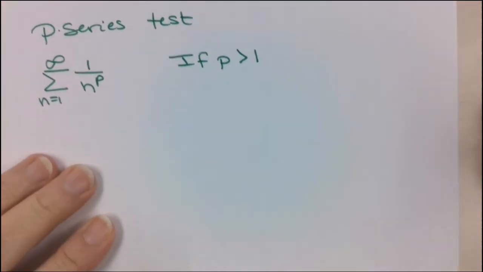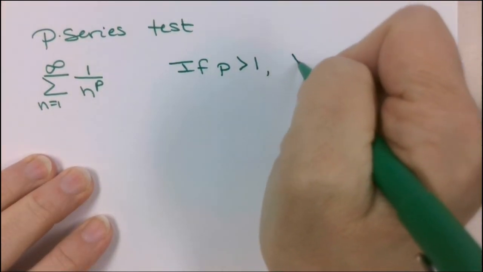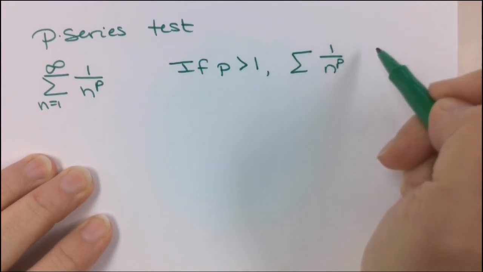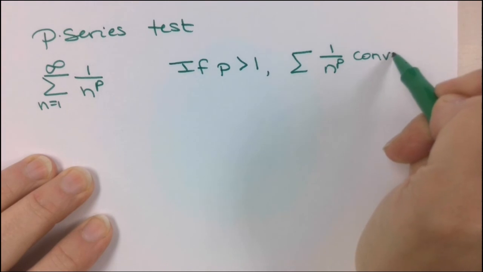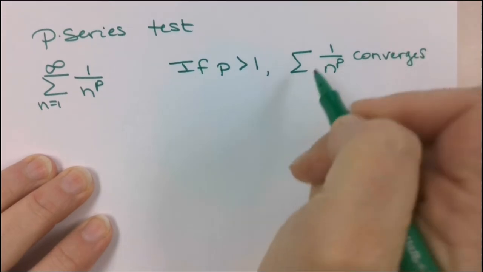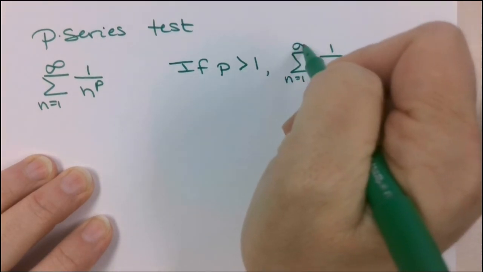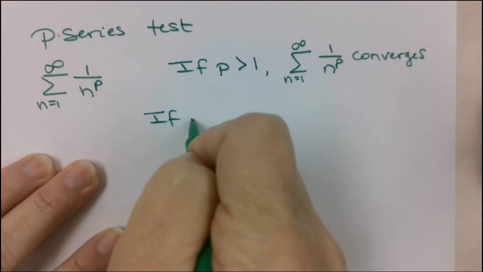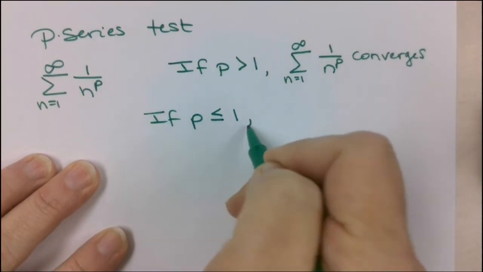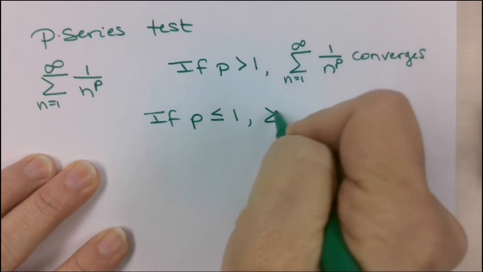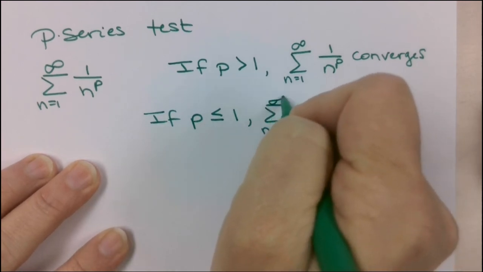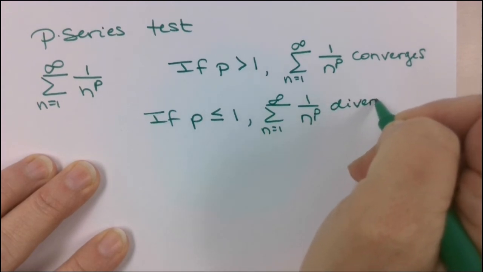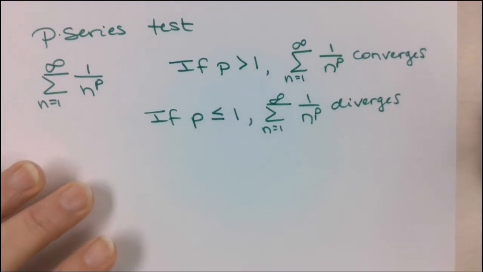If p is greater than 1, then 1 over n to the p converges. If p is less than or equal to 1, 1 over n to the p diverges.